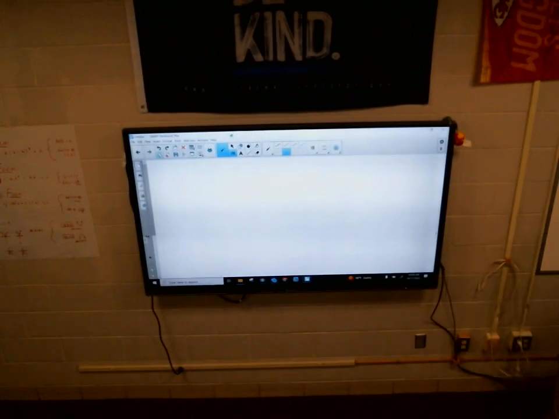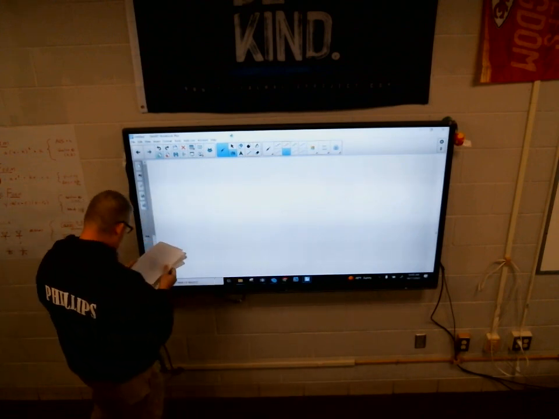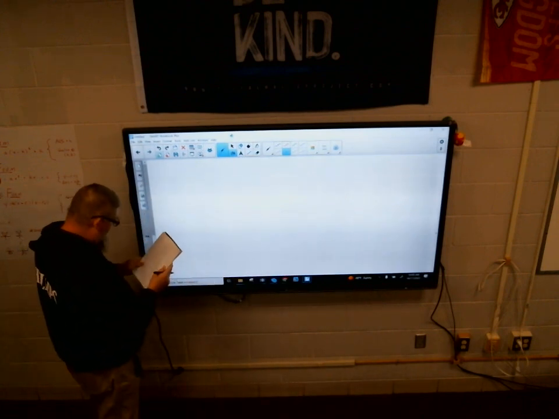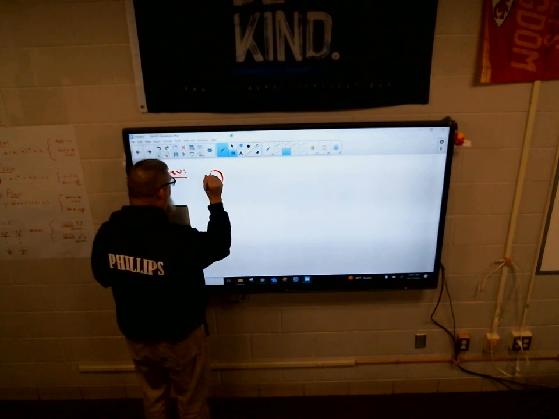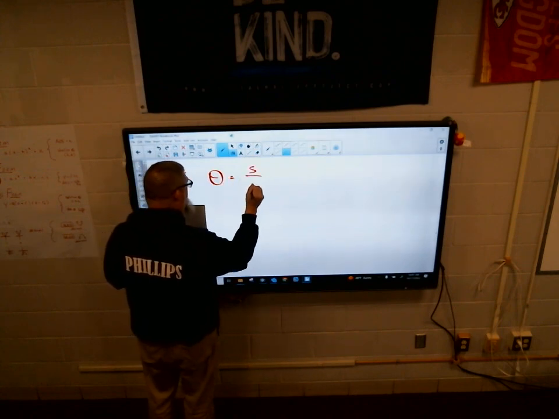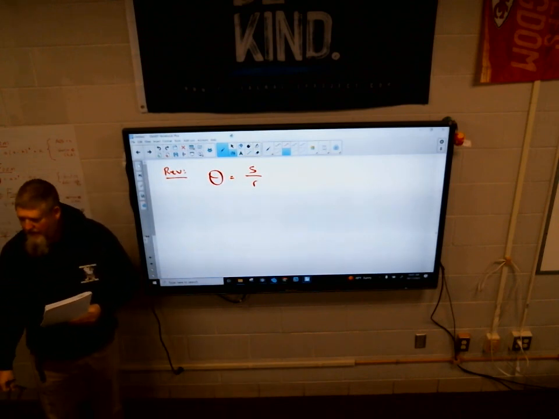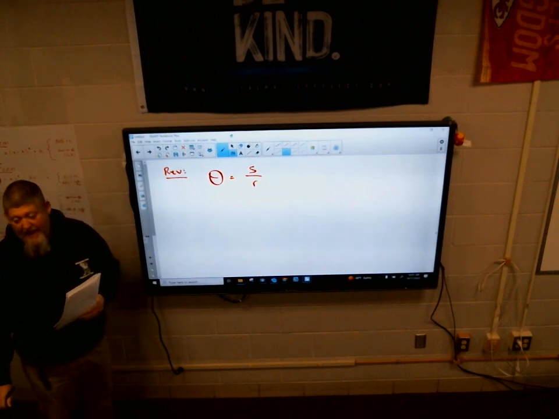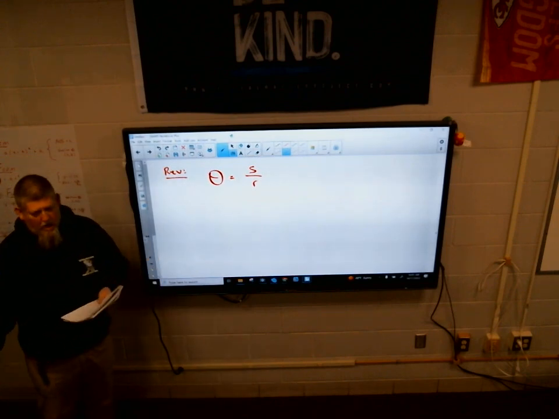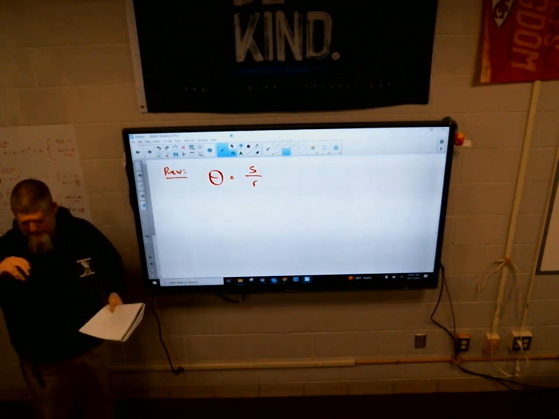So that's kind of an introduction to what we're going to do today. One thing we're going to do today is convert. Another review thing: I gave you a formula that looked like theta equals S over R. What was theta? The angle, the central angle. So theta is the central angle. What was R? Radius. And what was S? The arc length, how long it was across.